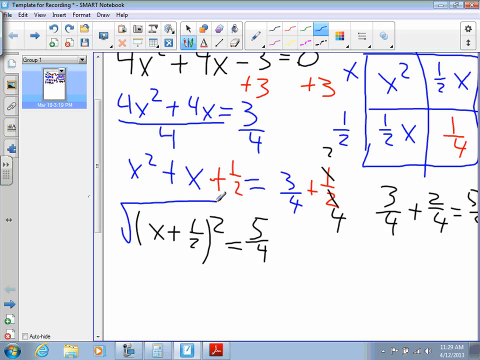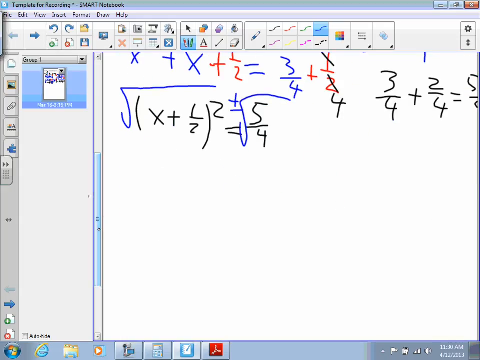Okay, so now we will take the square root of both sides. Again, we need to remember it's plus or minus on the right side of the equation, the side without the variables. Okay, so now we have x plus 1/2 on this side. And on this side, we have plus or minus the square root of 5/4.